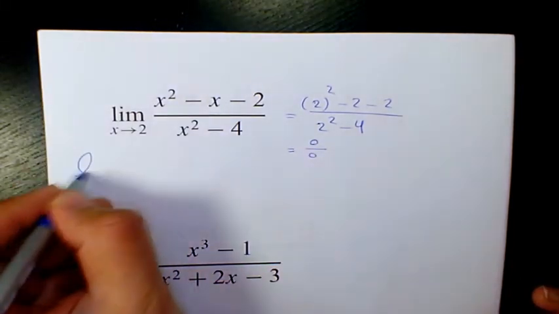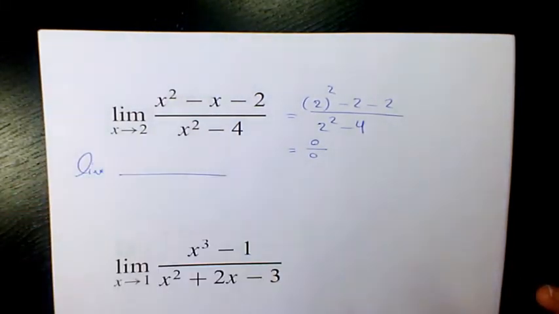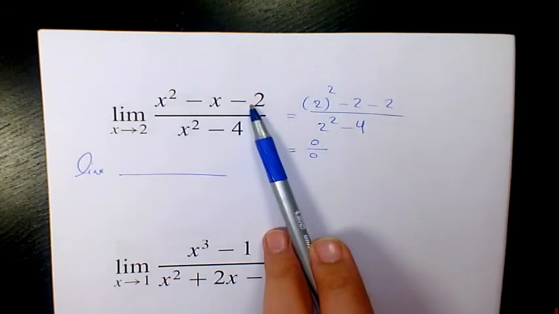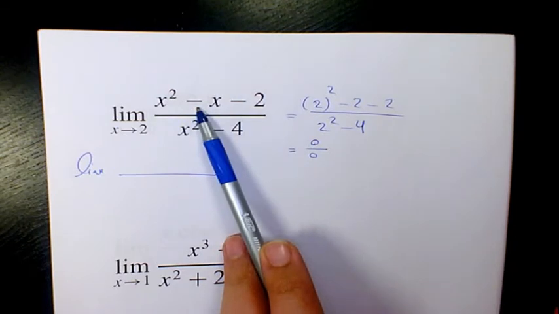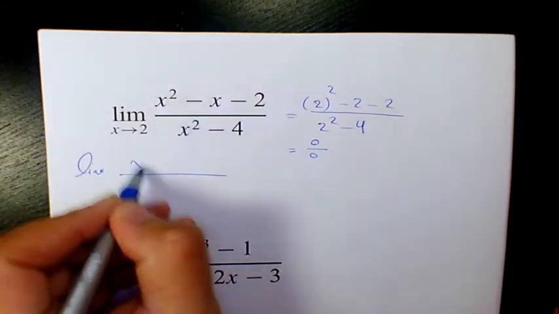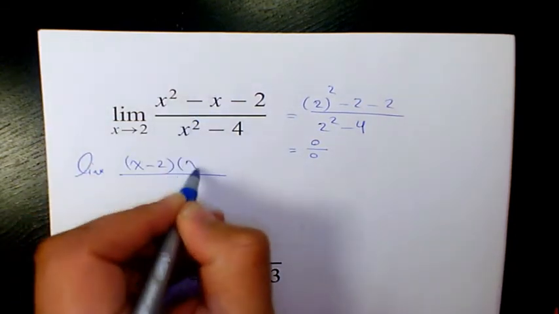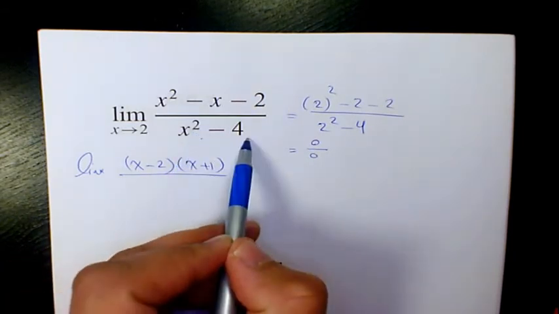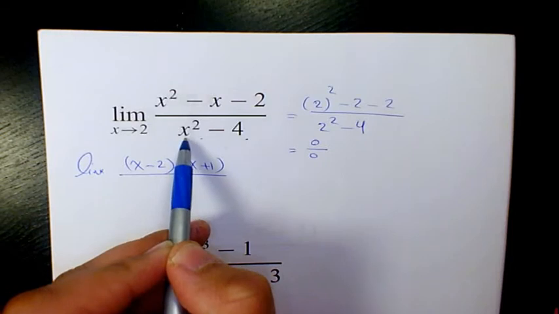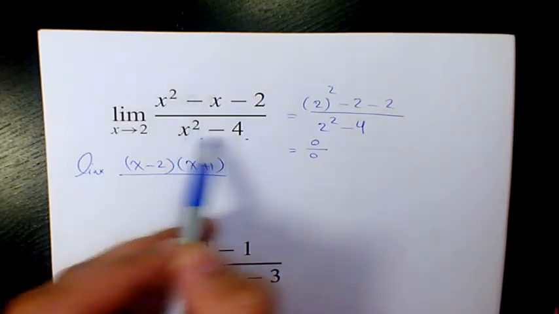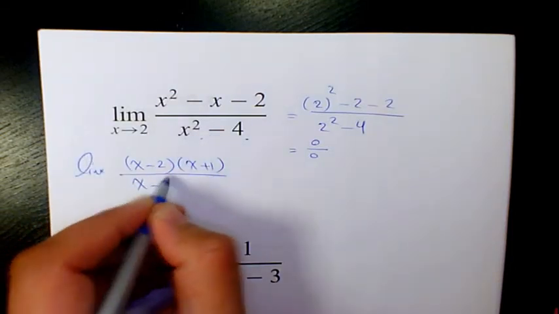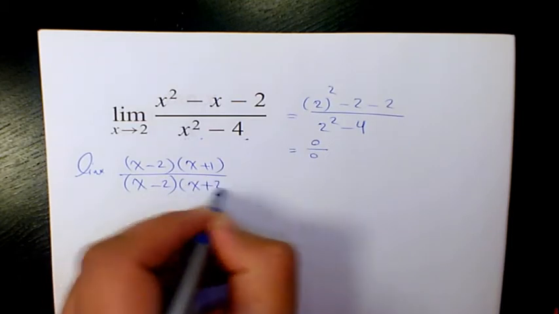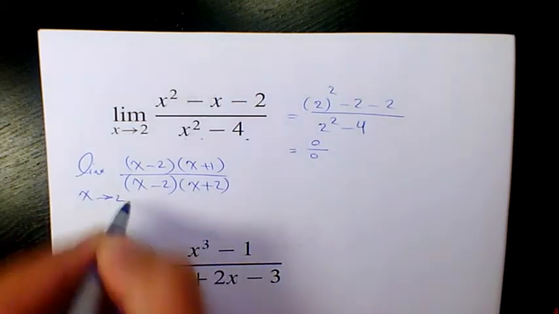Let's factor it. For the numerator, x squared minus x minus 2, we are looking for two numbers multiplied to negative 2 and add to negative 1. It is going to be x minus 2 times x plus 1, divided by, this one is x squared minus 4, which is the same as x squared minus 2 squared. That's difference of squares. So it's going to be x minus 2 times x plus 2. That's how we factor the difference of squares.